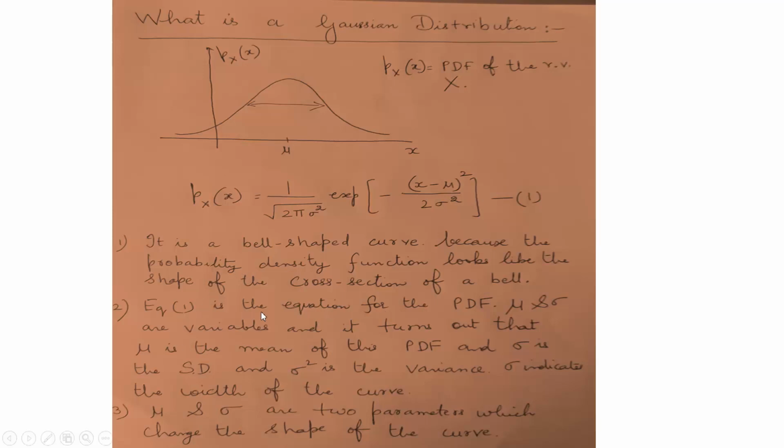Now this equation 1 is the equation for the PDF, the probability density function. If you look at this equation, there are two parameters, mu and sigma. It turns out that mu is the mean of this PDF and sigma is the standard deviation. Therefore sigma square will be the variance. Sigma indicates the width of this curve. So mu is the mean and sigma indicates the width of the curve. Mu and sigma are two parameters which change the shape of this bell-shaped curve.